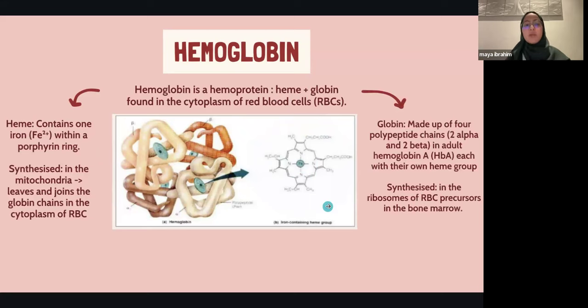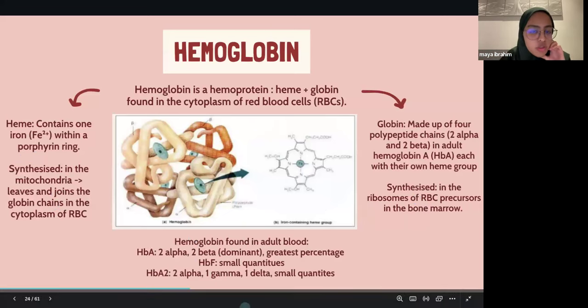Globin is made up of 4 polypeptide chains, 2 alpha and 2 beta in adult hemoglobin, and they are made in the ribosomes of RBC precursors, because our RBCs don't have ribosomes or organelles. The heme is synthesized in the mitochondria, and they both meet in the cytoplasm to form hemoglobin. And these are the types of hemoglobin. I'm pretty sure you are familiar with this from the other lectures, but I'm adding it for the sake of completion. Now let's start the actual metabolic pathways.